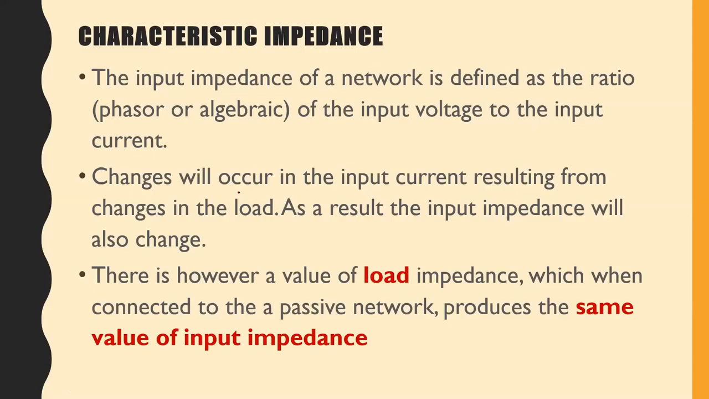So if I want to find the input impedance of a circuit or of a network, all I need to do is to get a voltmeter, measure what the input voltage is, and use an ammeter to determine what the input current is, and I will know what the input impedance is equal to. It doesn't matter whether it is phasor or algebraic, or if we're dealing with an AC circuit or a DC network. We know that the input voltage divided by the input current will give us the input impedance.